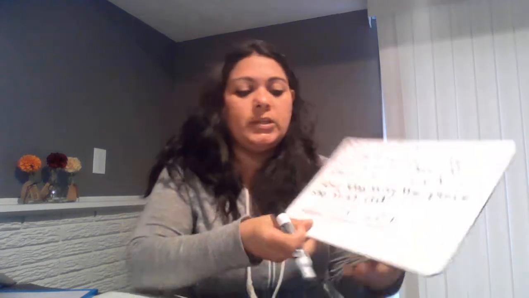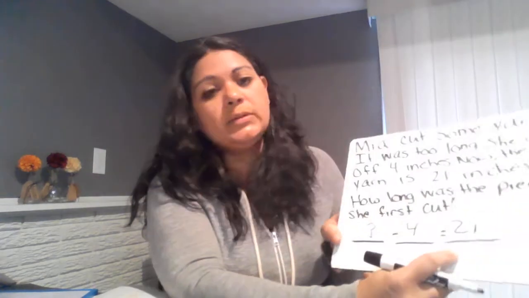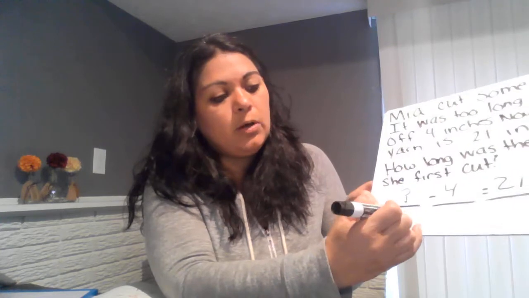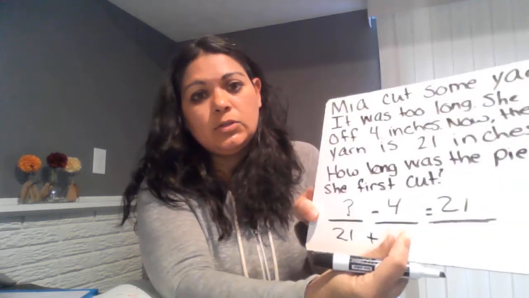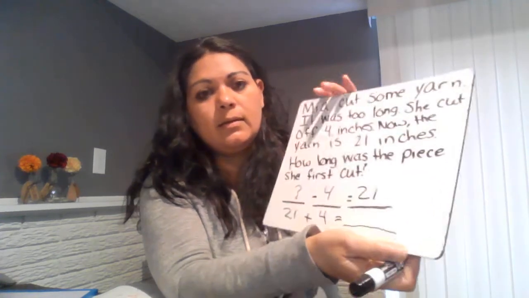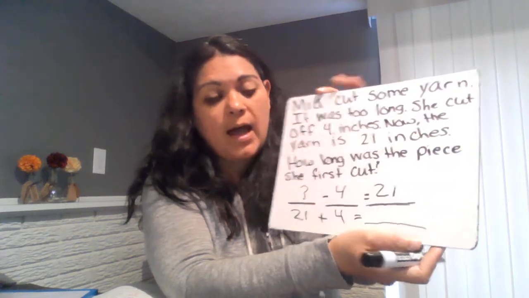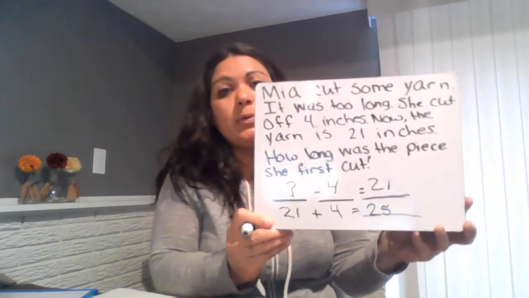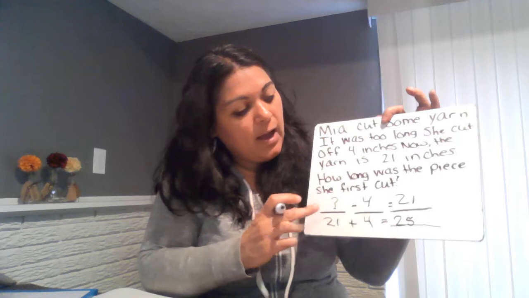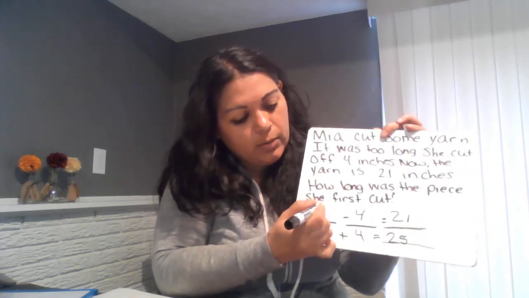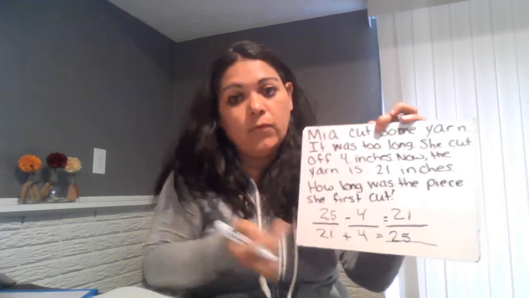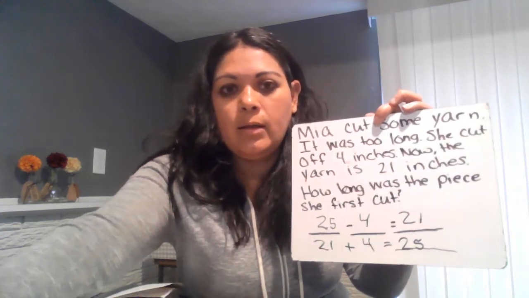And we can write that equation. So we would take 21, what we do know, and add it to 4, and we would get 25. Very good. We would get 25 inches. So it first started off with 25, and if we replace our question mark, we can put 25 minus 4 equals 21. Okay, let's go ahead and use base 10 to solve that problem.